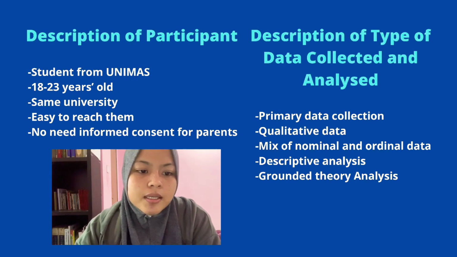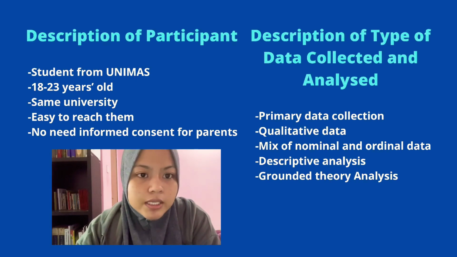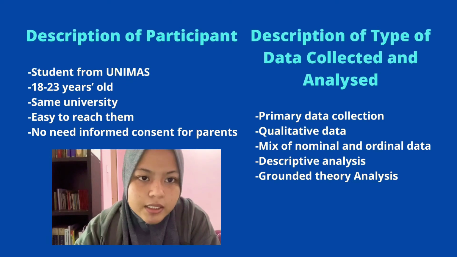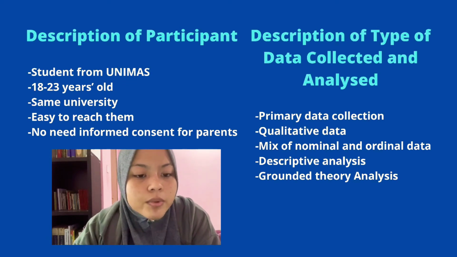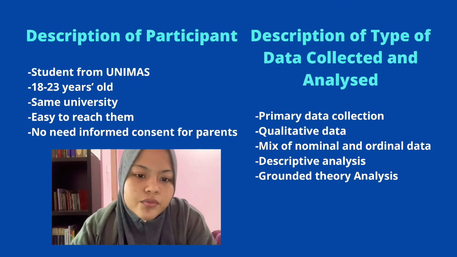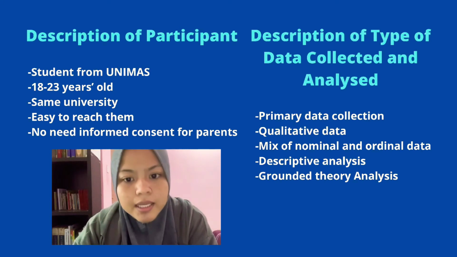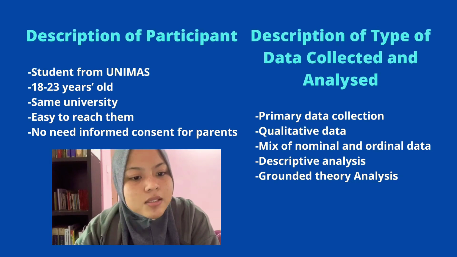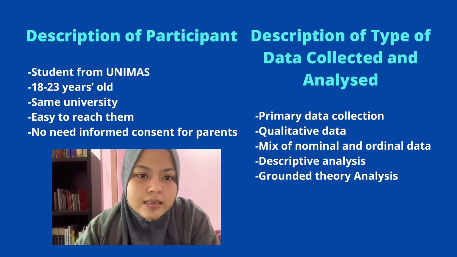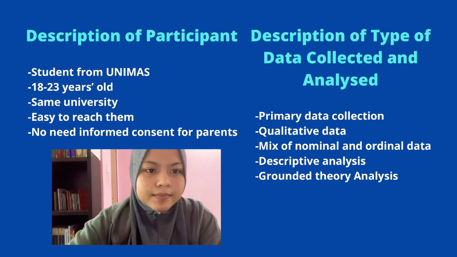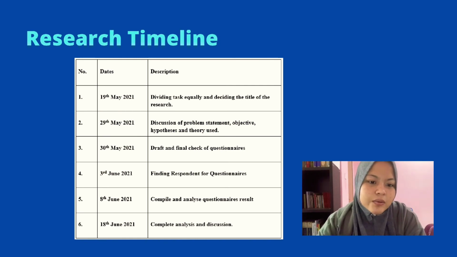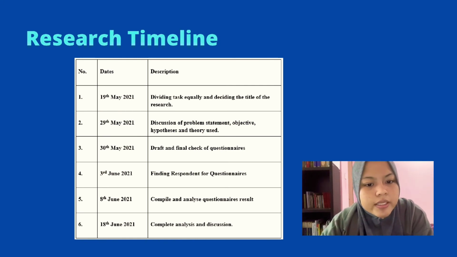ordinal data. In the questionnaires, we ask questions about nominal data such as gender and ethnicity. We also ask questions about ordinal data such as the rate of their motivation while studying online and so on. For analysis, we use descriptive analysis and grounded theory. As you can see, this is our research timeline. It is so simple and easy to read.